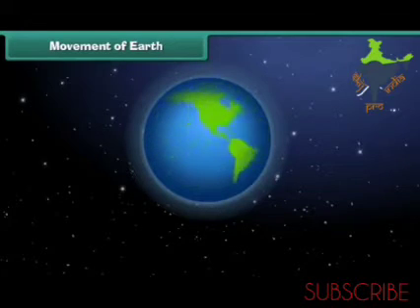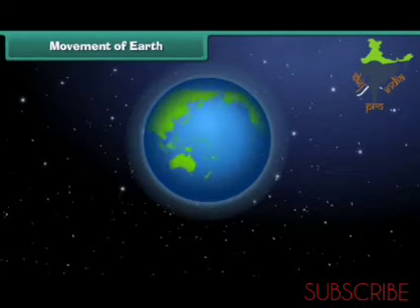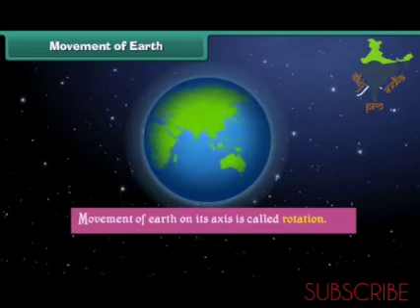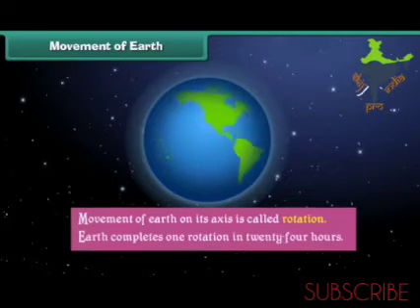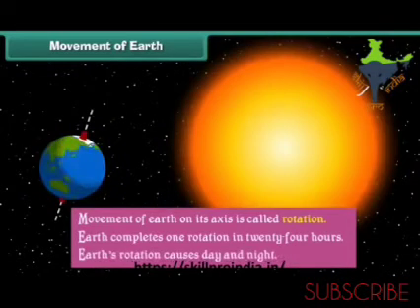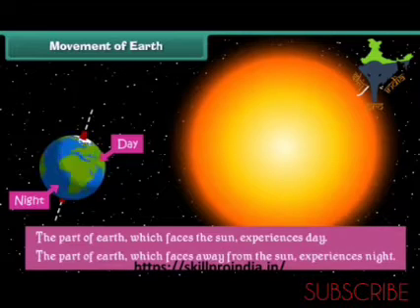Movement of Earth. Earth shows 2 types of movement. Movement of Earth on its axis is called rotation. Earth completes one rotation in 24 hours. Earth's rotation causes day and night. The part of Earth which faces the Sun experiences the day. The part of Earth which faces away from the Sun experiences night.